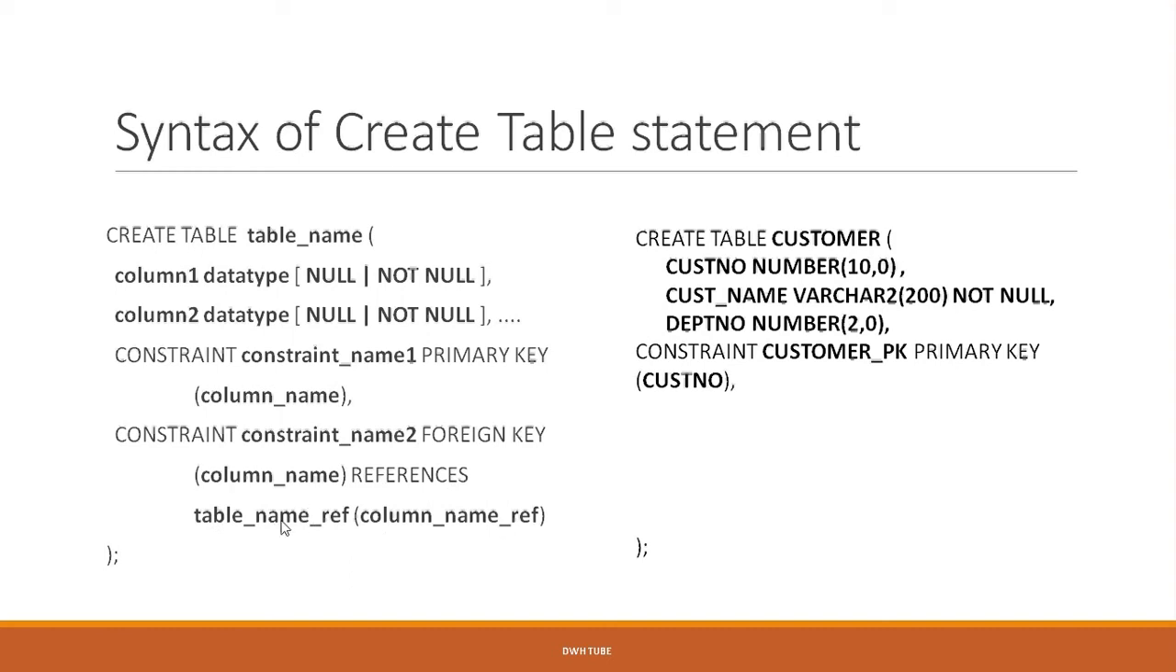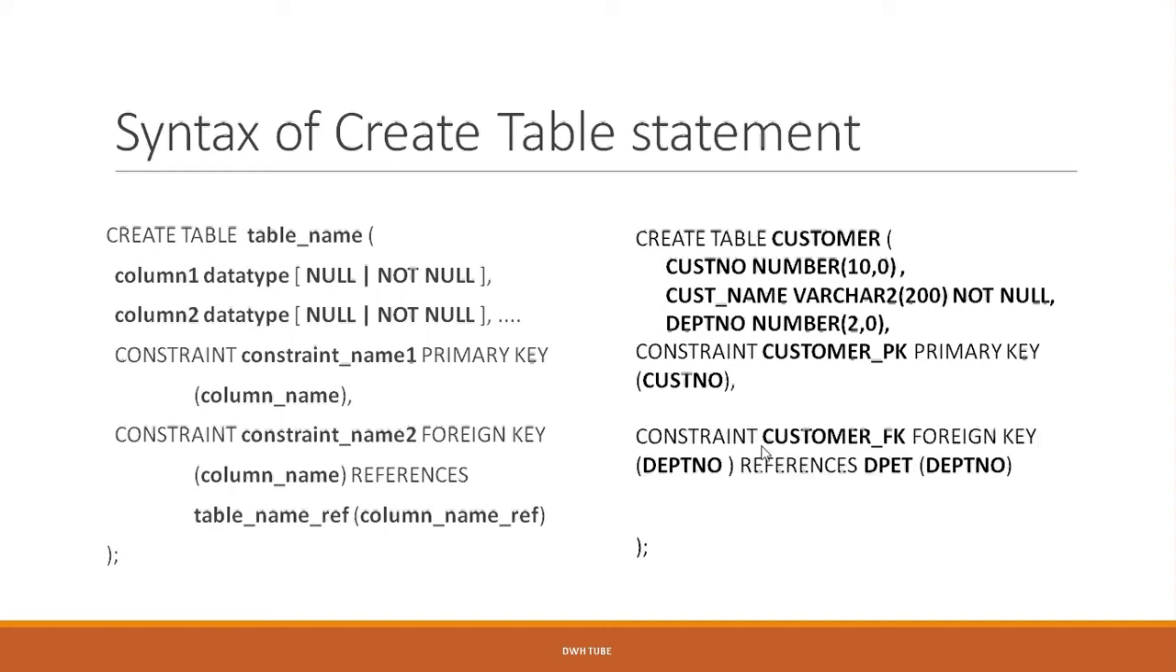So in our example, constraint customer fk, foreign key, department number is the column on which we are creating the foreign key. So this department number is of customer table, referencing department number. So this department number is referring to the department number column of department table. This is the syntax of the create table statement.